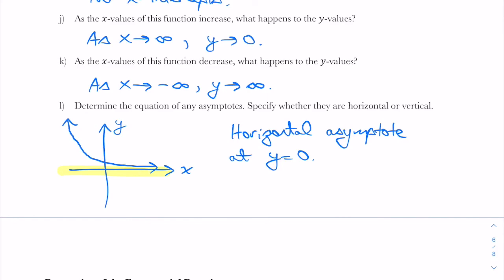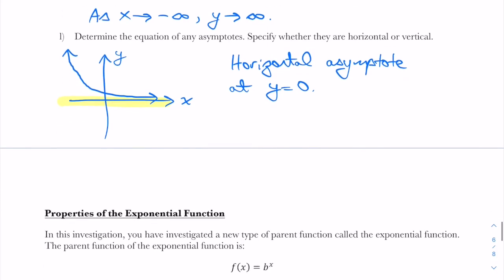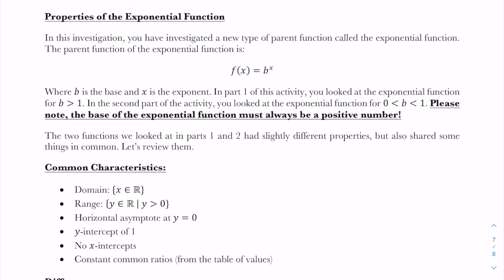And that wraps up the lesson. Let's summarize by looking at some properties of this new function. Alright everyone, so in this lesson or investigation, we looked at a new type of parent function, which is called the exponential function. And generally speaking, the parent function of this new type of function is f of x equals b to the exponent x.